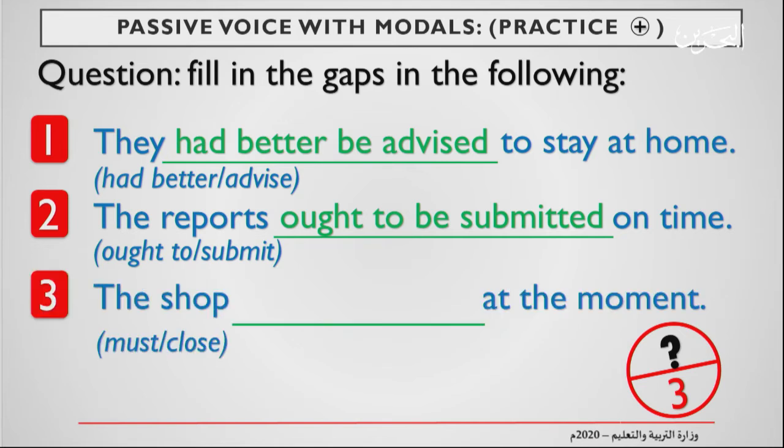3. The shop, gap, at the moment, full stop. You have to use must as a modal, close as a verb. 5 seconds. Now let's check the answer. The answer is must be closed. Must be closed. All right, now check yourself and mark yourself out of 3, and let's carry on.